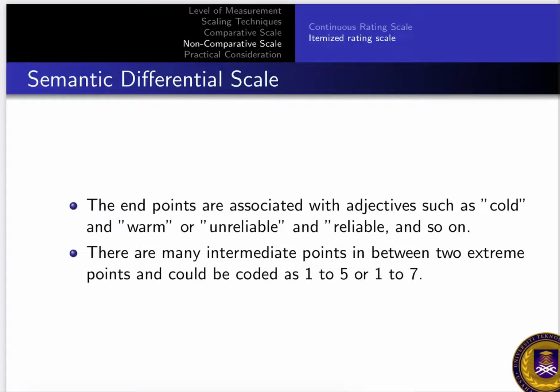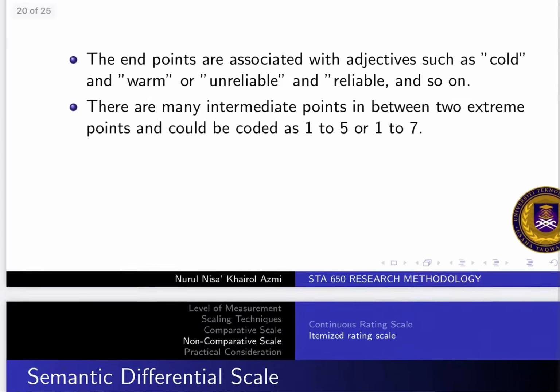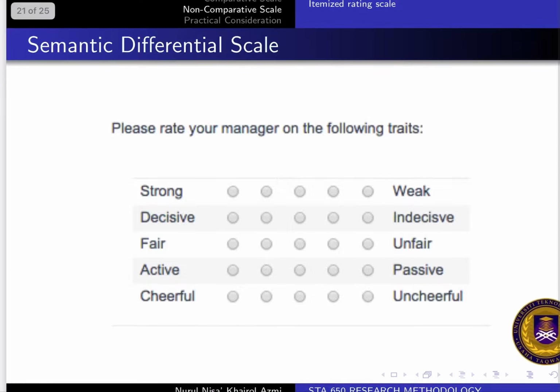Poor to rich. What else? Dislike to like, and low to high. There are many intermediate points in between the two extreme points, and they could be coded as 1 to 5 or 1 to 7. This is an example of the semantic differential scale. In this case, they use a 5-point scale to indicate the adjective.